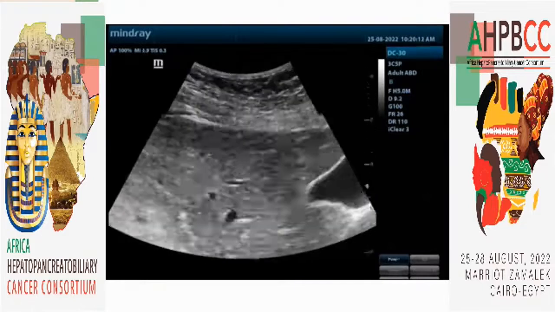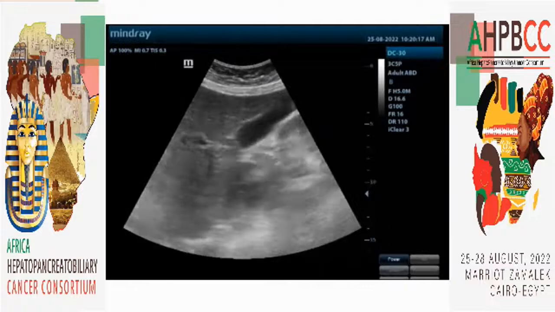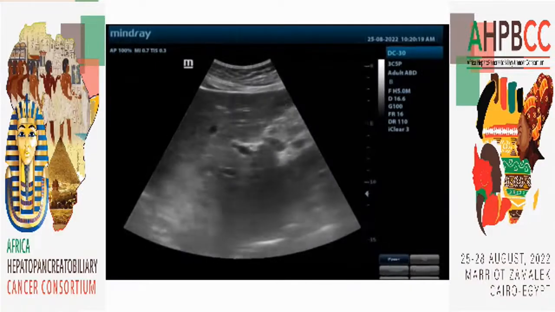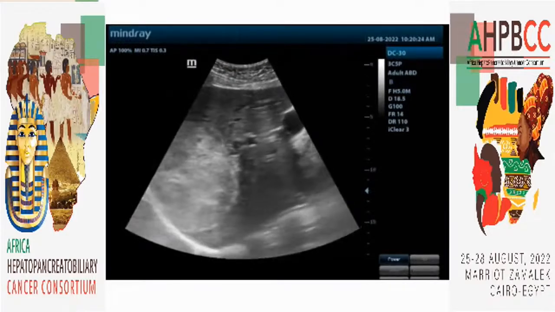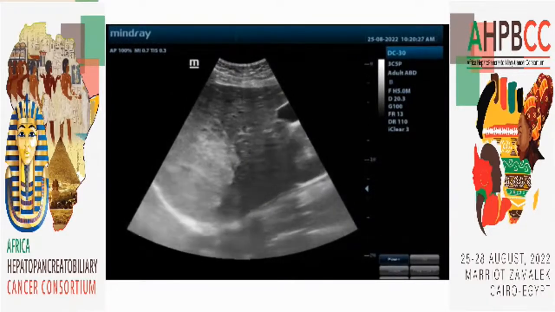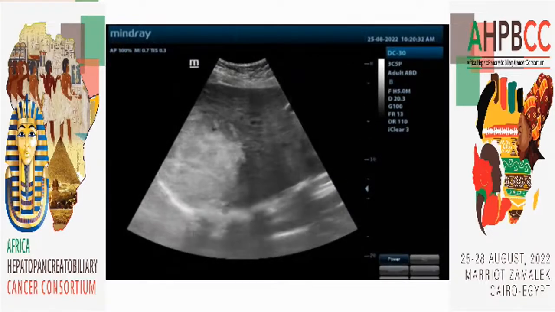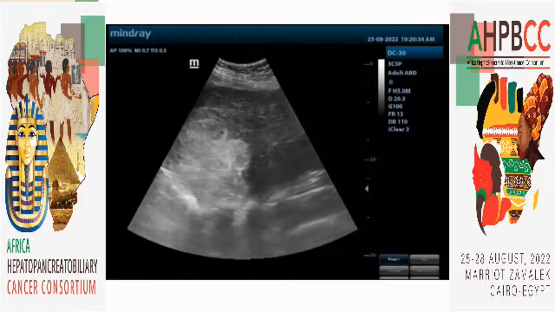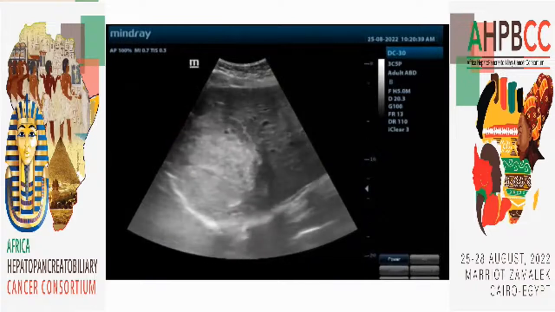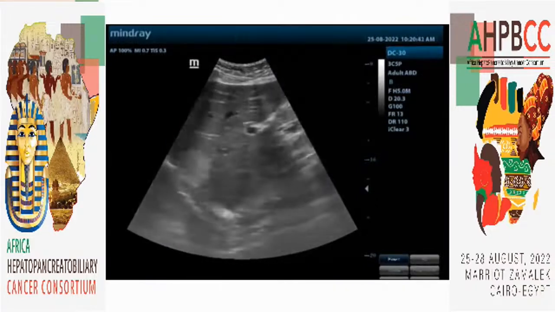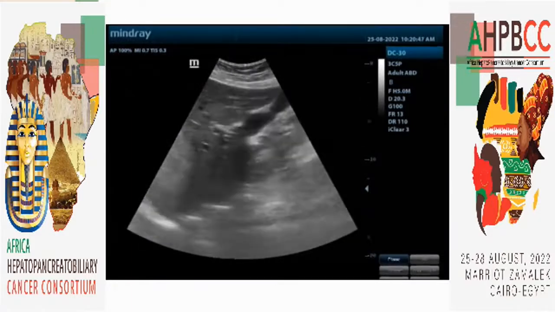If we move to the right lobe, you can find here the gallbladder. I'm still in the midline, a longitudinal section, just moving to the right lobe. And I saw here a very large hyperechoic mass. But first I have to identify where I am and the whole picture of the liver.